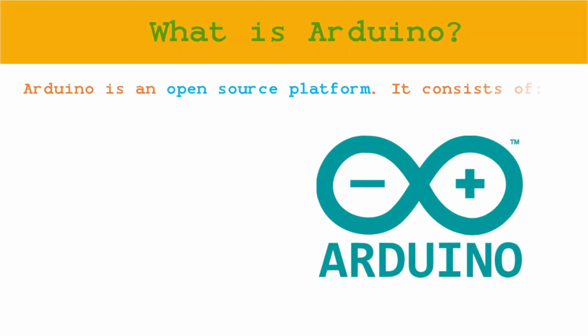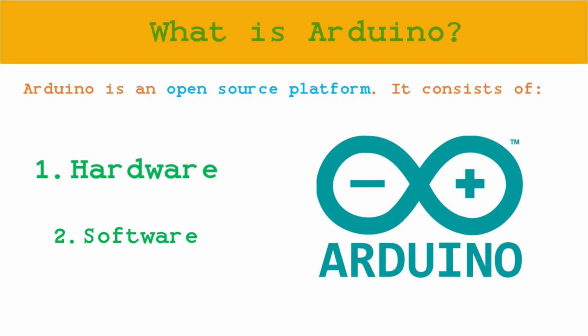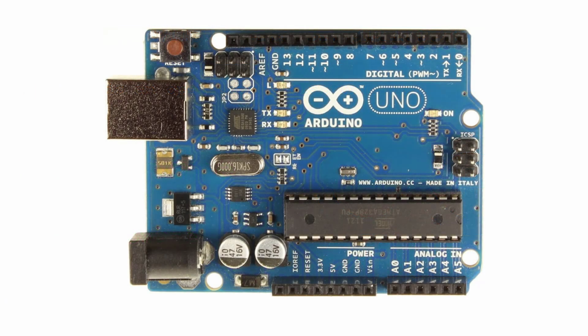Let's begin with an overview of Arduino and its applications. Arduino is an open-source hardware and software platform designed to simplify the process of building electronic projects. First, let's start with the hardware. It consists of a circuit board called Arduino board. This board is the heart of any Arduino project.